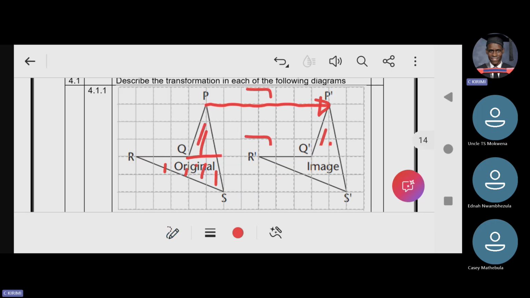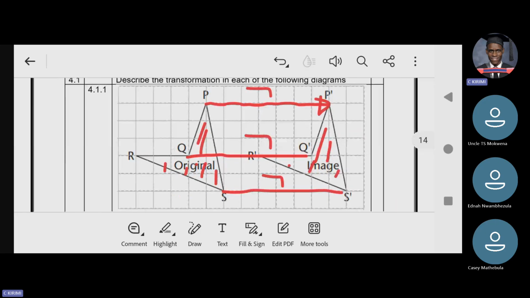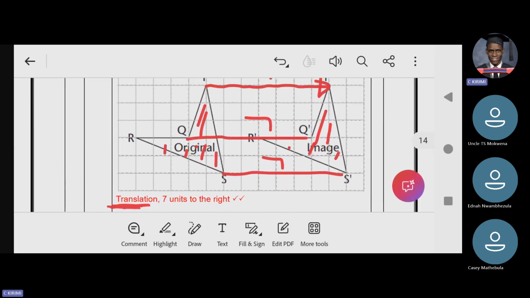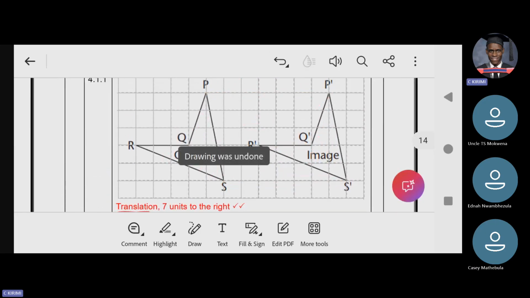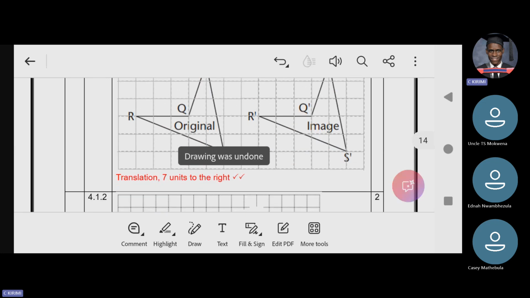So it's translation. How many units? 7 units. And you must indicate the direction. Is it left, right, or up or down? So in this case, it was just to the right. Is it clear?